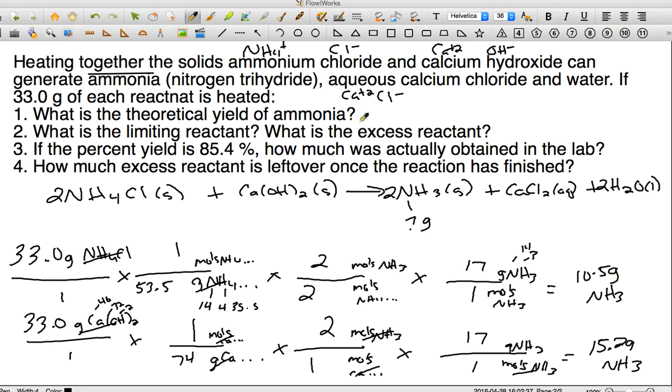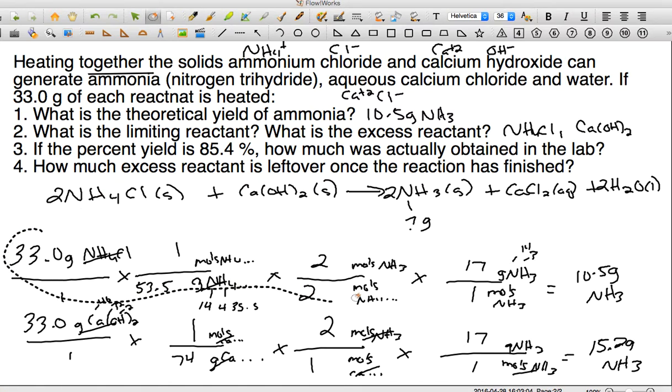My theoretical yield is 10.5 grams of ammonia because that's the best I can do between these two numbers. Okay? All right, so limiting reactant then, because this product was the smallest, the limiting reactant is NH4Cl. NH4Cl is my limiting. That means the calcium hydroxide was the excess because it would have produced more. Okay, so I'm going to erase this top problem right here for us to do the last two problems.